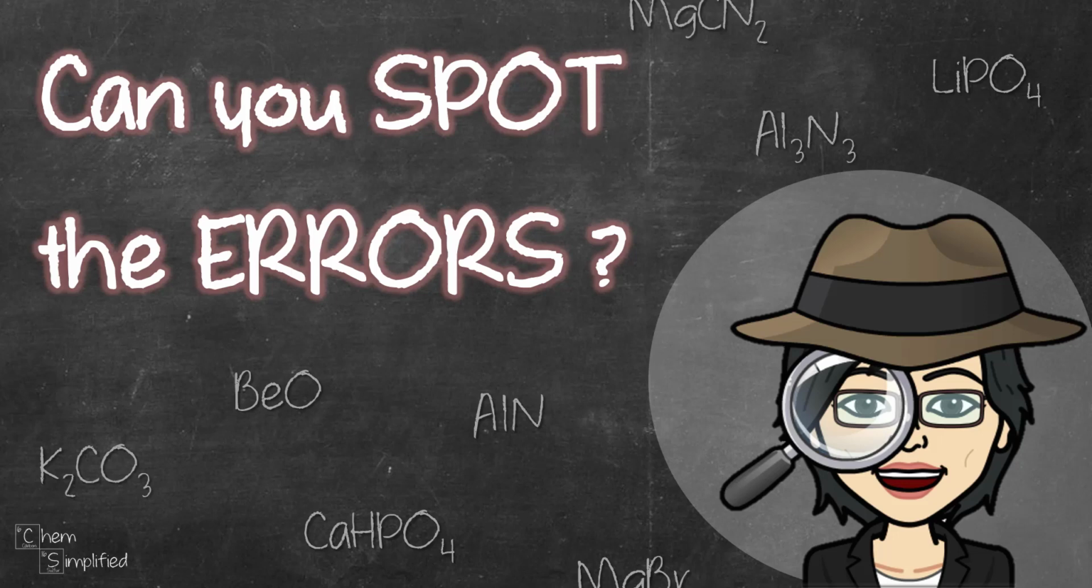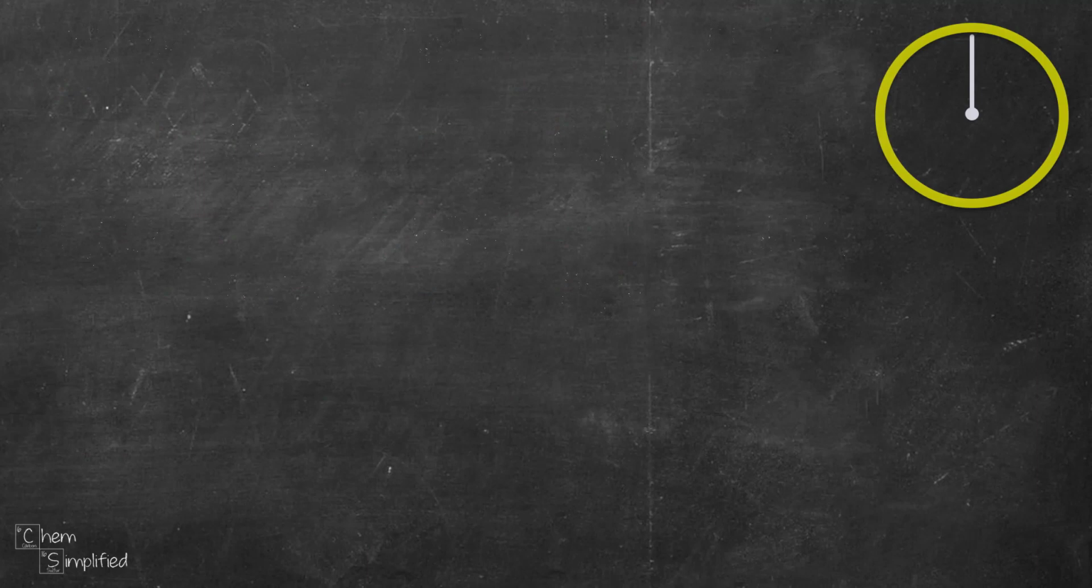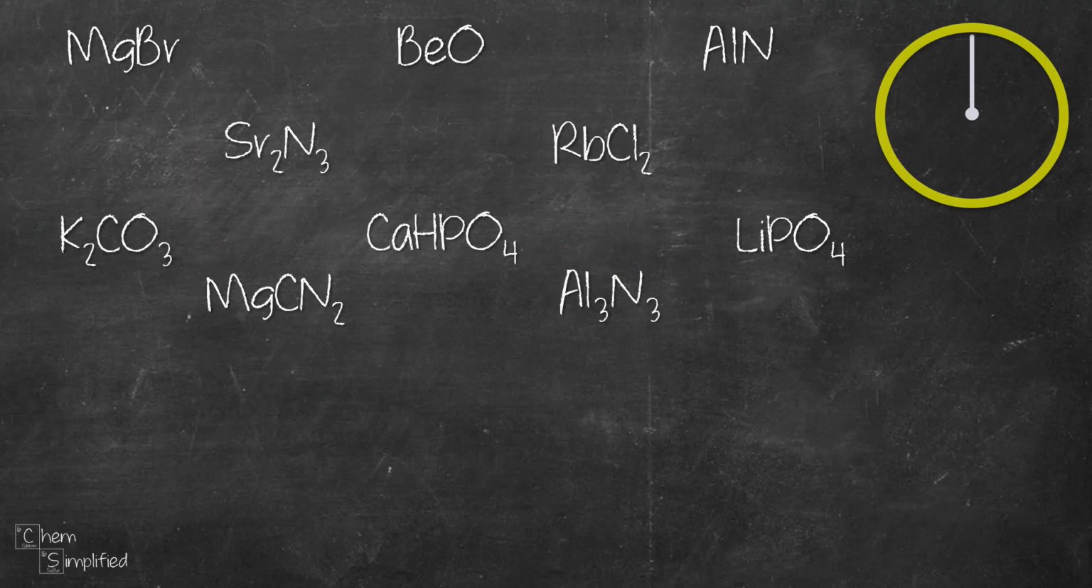In this video, we're going to spot ionic formulas that are written incorrectly. All those errors are in fact commonly made mistakes, and since there's no better way to learn than from mistakes, let's start by spotting these errors. Here are the formulas for the 10 ionic compounds. I'm going to start the clock and we'll see how many errors you can find in 1 minute.